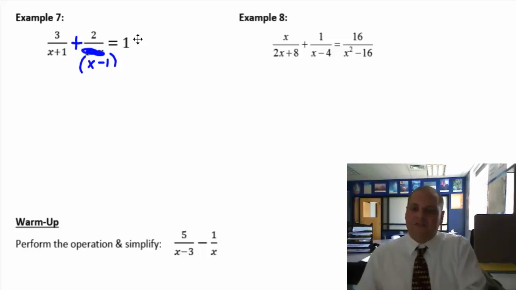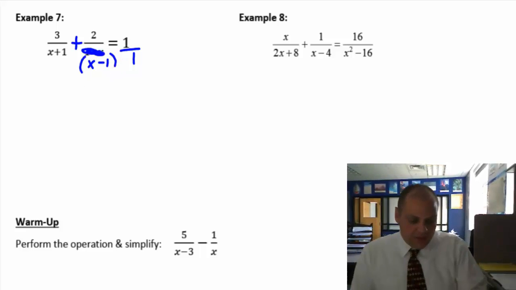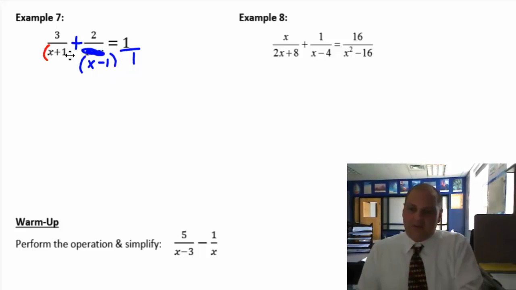All right, so now I still need, though, I got to put this over 1 over 1. I still need a common denominator. So I have an x plus 1. I need x minus 1 here. So I need x minus 1 up here. I need x plus 1 here. So I need x plus 1 up here.